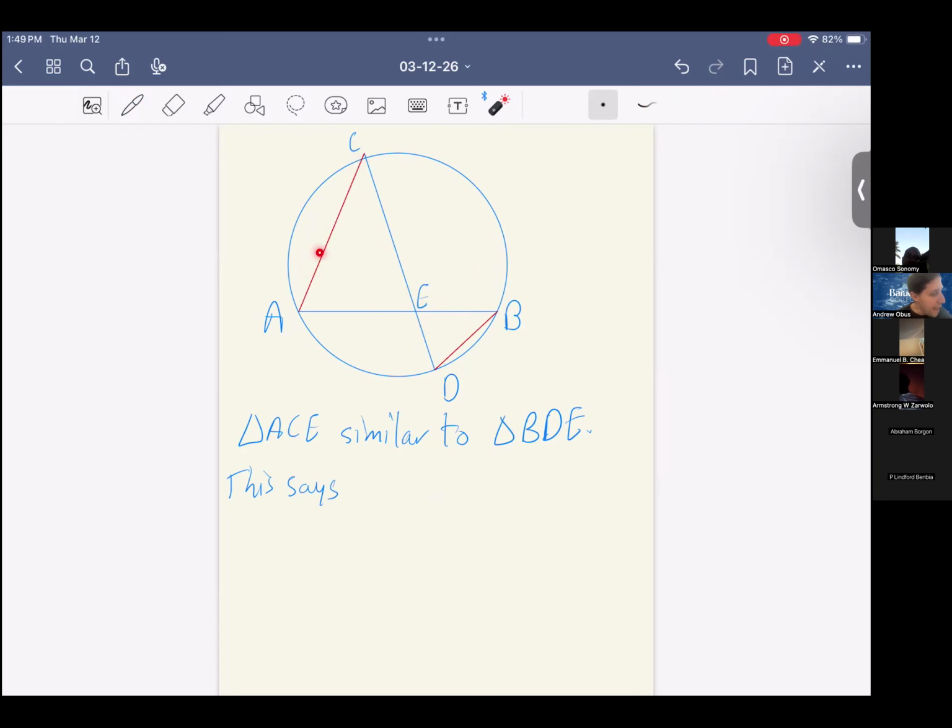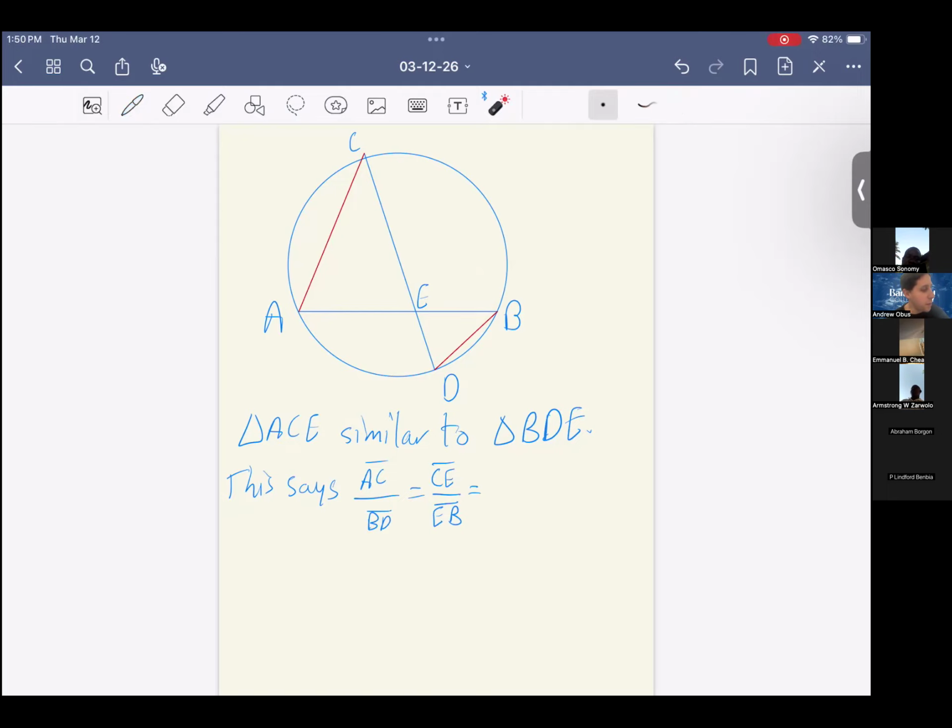So this tells us that line AC over line BD is equal to, well, now we know that this angle equals this angle, so we look at the opposite side. So that's CE is the opposite side here, and EB is the opposite side here. So that's equal to CE over EB.